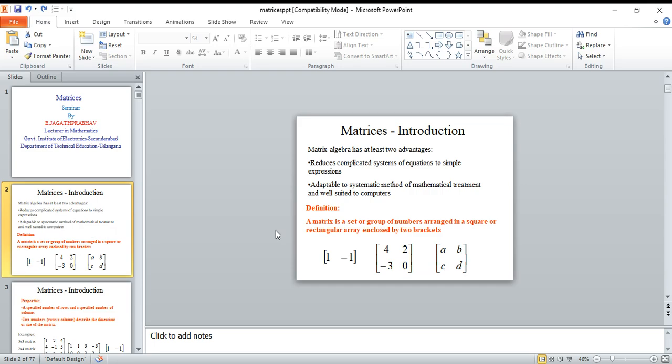You got it? Example: see here, enclosed in brackets, 1, minus 1, and next one is 4, 2, minus 3, 0, and the other one is a, b, c, d. So a matrix contains elements, or numbers, or anything. So a matrix is a set or group of numbers arranged in a square or rectangular array.